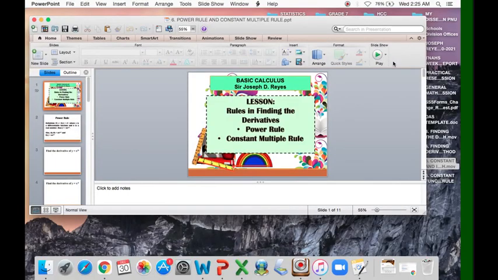Okay, so that's all about for finding the derivatives using power rule and constant multiple rule.